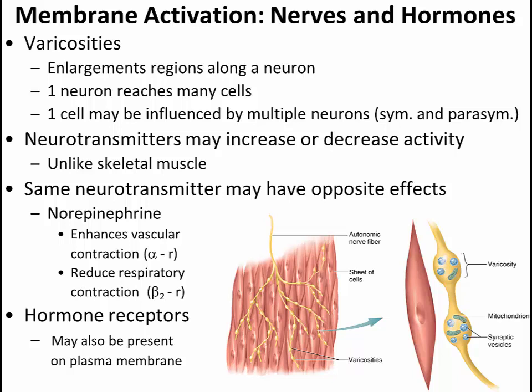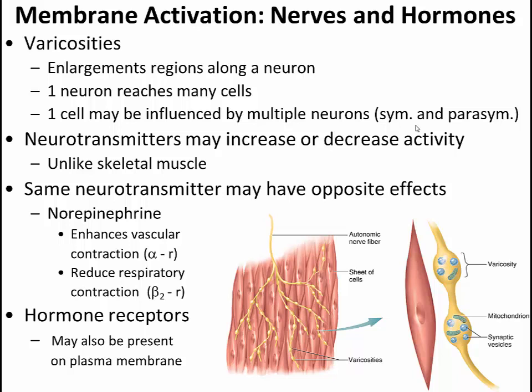We also notice this, that the same neurotransmitter may have different effects depending on where the smooth muscle is located. A good example would be norepinephrine. Norepinephrine, interestingly, enhances vascular contraction but reduces respiratory contraction. It does so by binding to different receptors. Alpha receptors located in blood vessels bind to norepinephrine and cause contraction, whereas the binding of norepinephrine to beta-2 receptors in the airways leads to reduced contraction and relaxation of those airways.